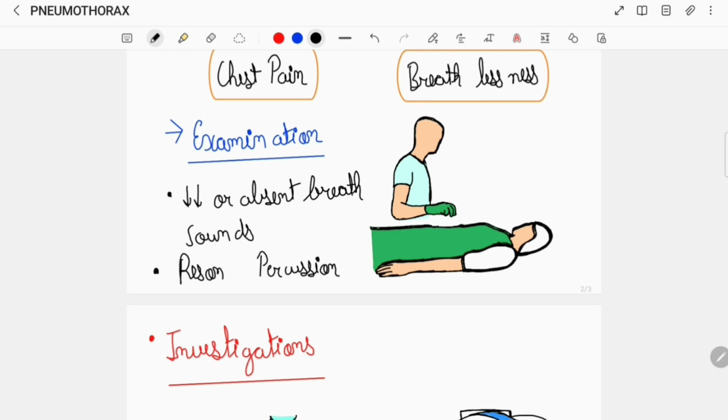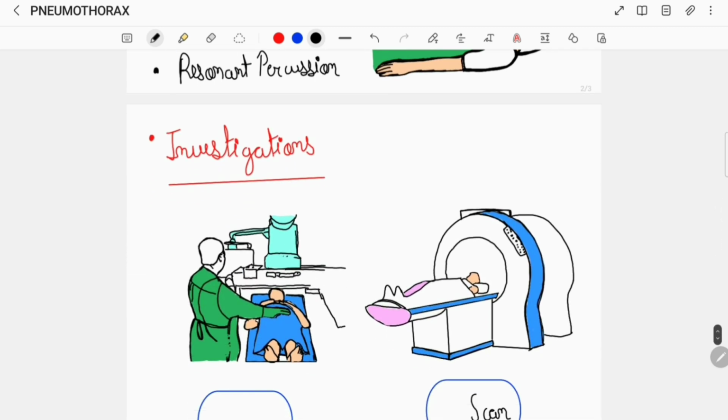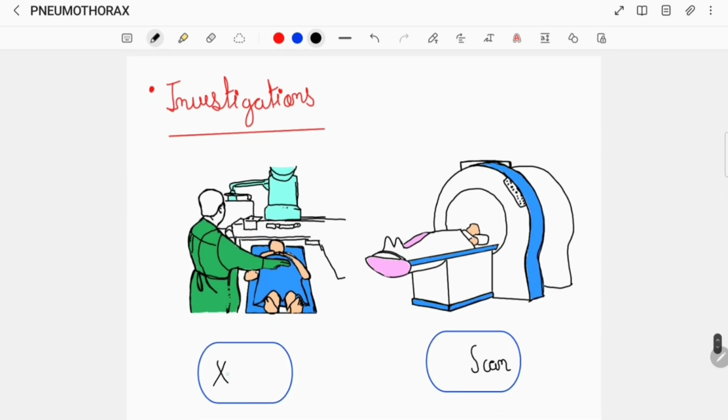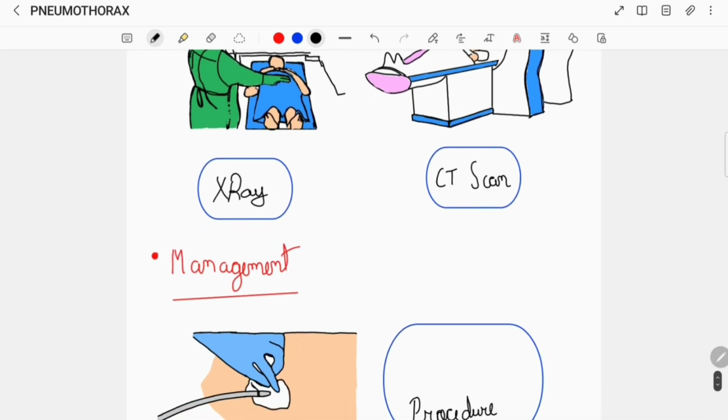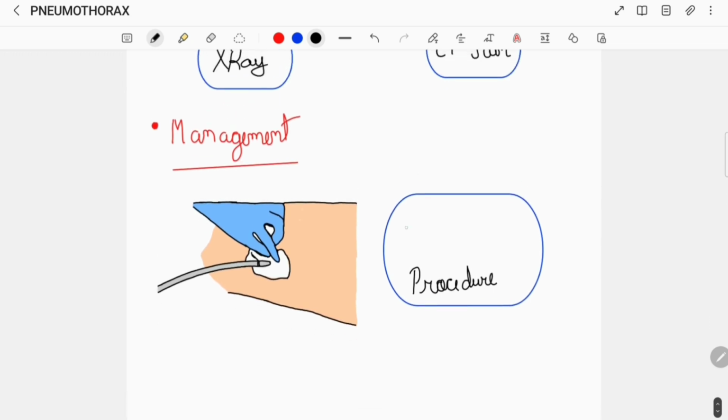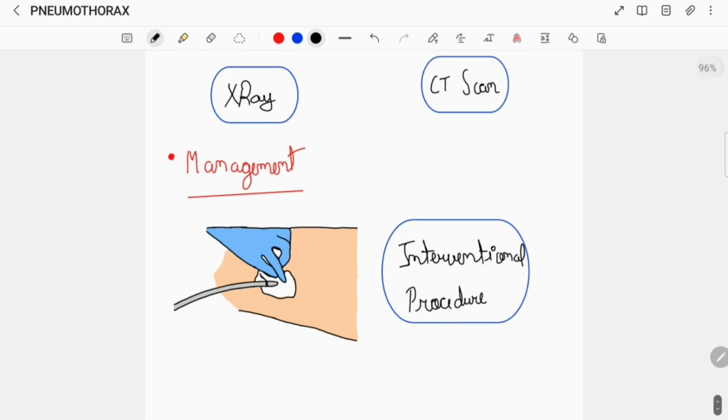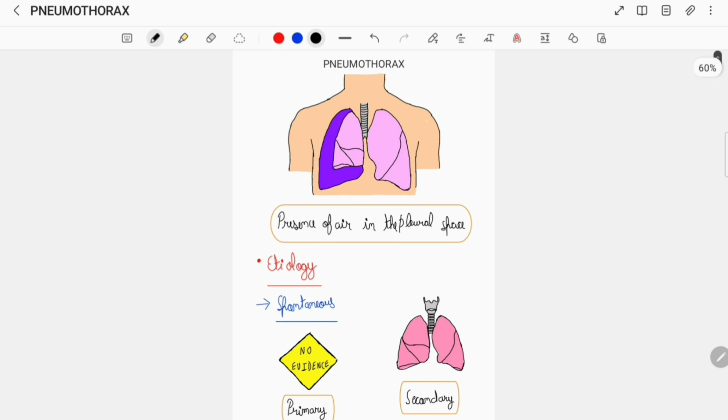To confirm the diagnosis of pneumothorax, your doctor would advise you to get some investigations done, which can include an X-ray and a CT scan. Once the diagnosis of pneumothorax is established, then its management can include interventional procedures such as intercostal tube drainage. So this was all about pneumothorax in brief.